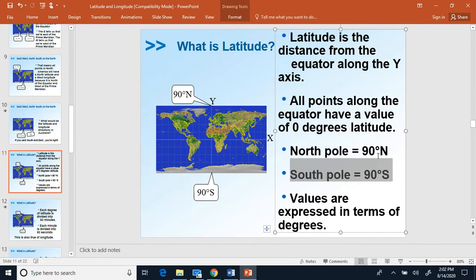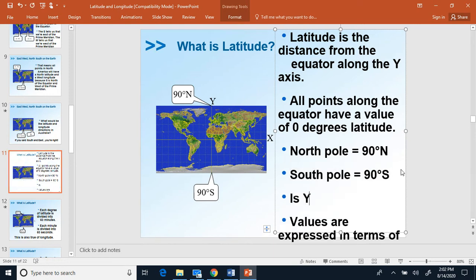And just remember that our latitude, the first number we do, is Y. Okay, so our latitude is Y. Make a 3 and write down, latitude is Y. So just remember that latitude is Y.